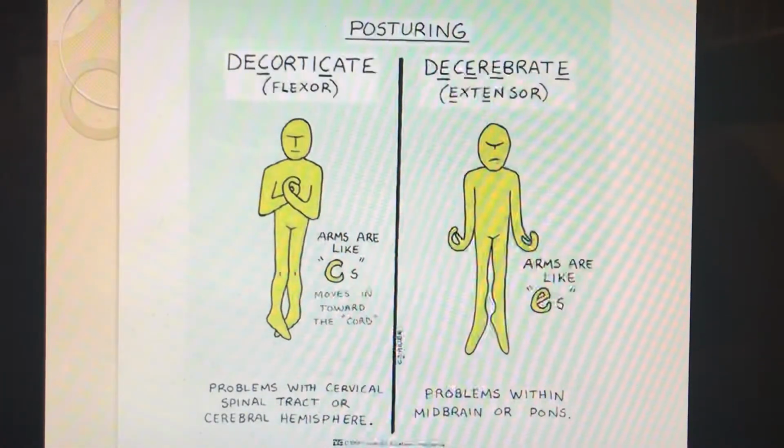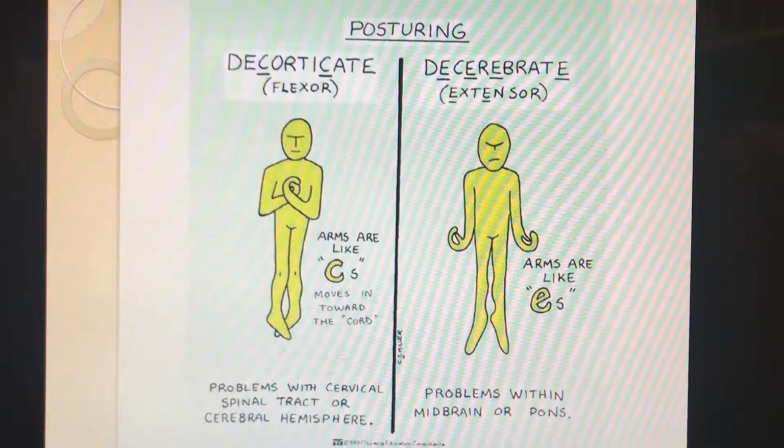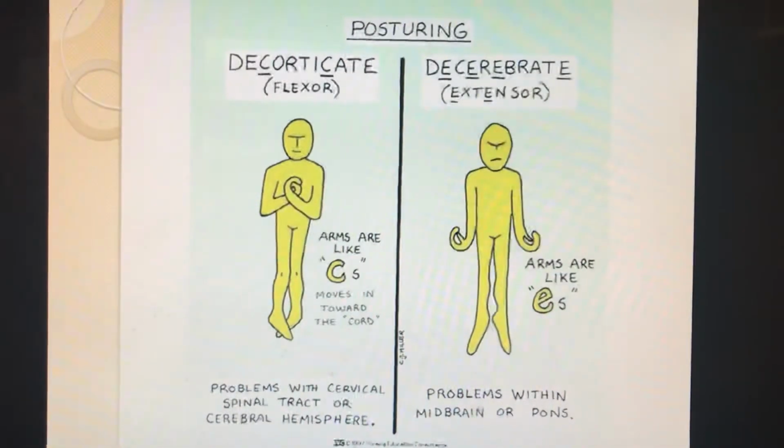Your two positionings here, your decorticate. This is a mnemonic to help you remember the posture. So the arms are like a C. Like in the word decorticate, it has the two C's. And in decerebrate, it is extension and the arms are like E's. So I'll give you a second to look at that.